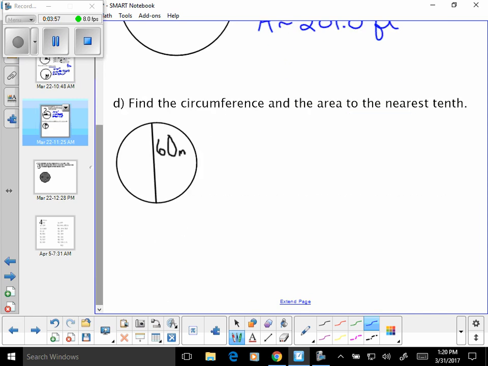Please, you try example D. Note that it says to find both the circumference and the area to the nearest tenth. You hit pause, you do the work, and once you restart the lesson, you will see the problem worked out for you.